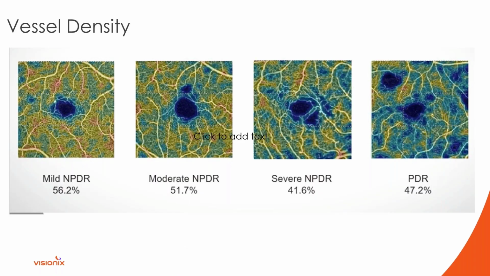You also can use color. Color will help us with vessel density. So warmer colors, more perfusion. So you can see here that in case of mild NPDR, lots of nice warm colors surrounding the FAZ. As we progress through the stages of diabetes, you can see how the scans are getting cooler and cooler.